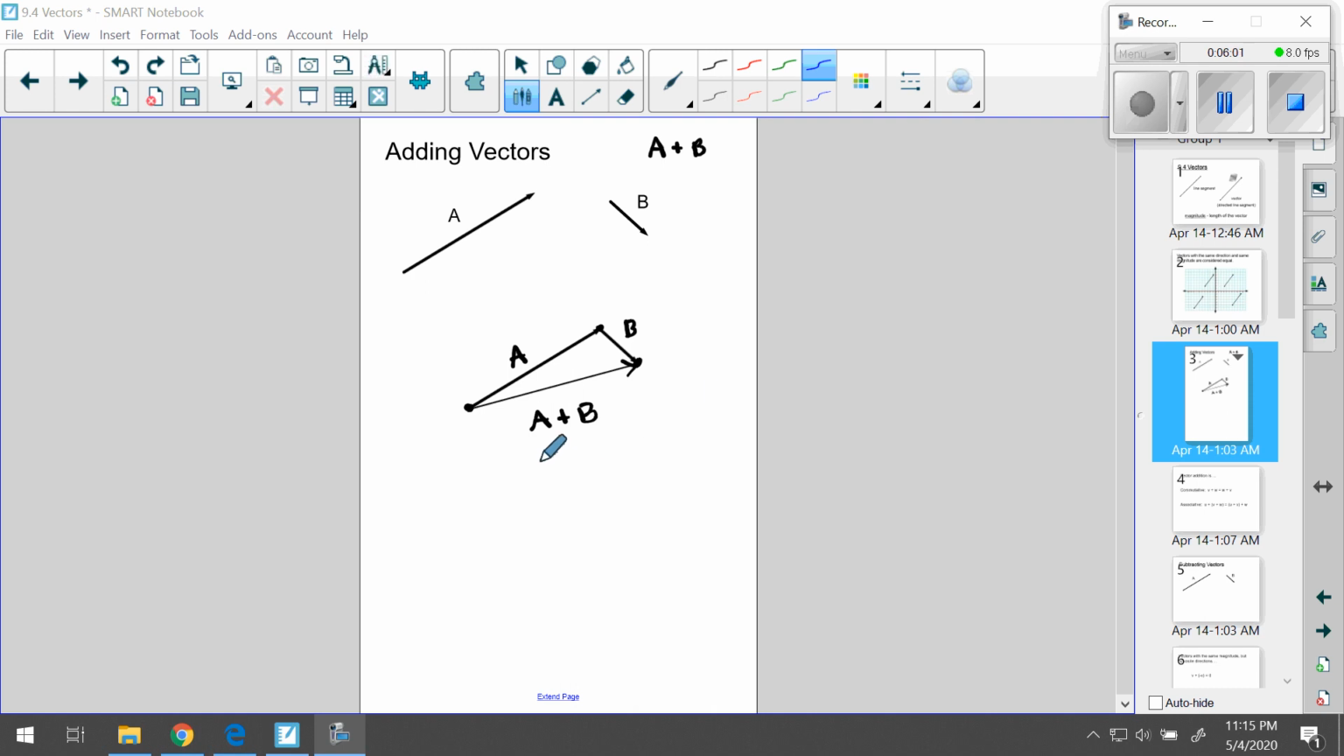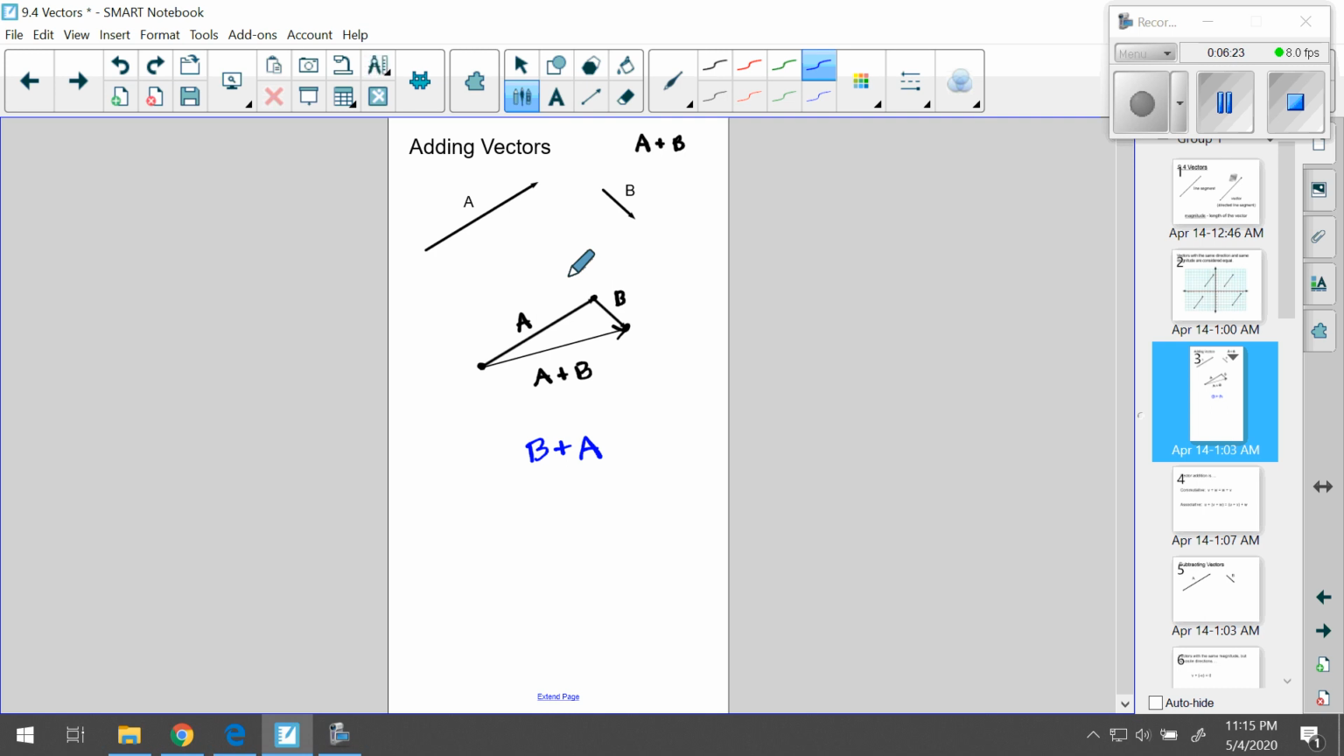One of the cool things about vectors is that addition for vectors is commutative, just like adding real numbers is commutative. And so what that means is, let's say I wanted to find b plus a. The commutative property tells me that a plus b and b plus a should be the same if I were dealing with numbers. And so it actually works, it's a property that works with adding vectors graphically as well. And so we can see that play out here.